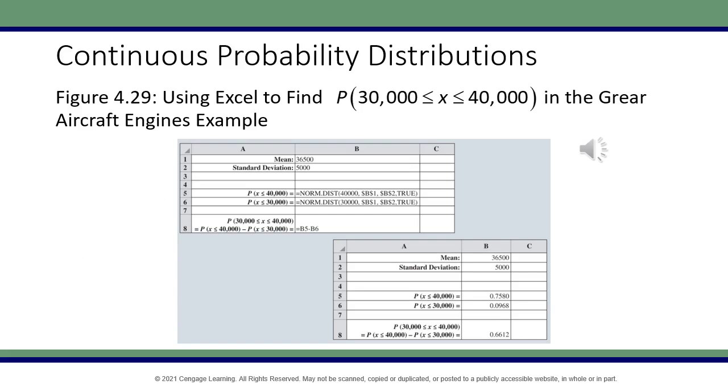ranges. Figure 4.29 shows how to use Excel to find the probability that an engine will last between 30,000 and 40,000 hours. By using the norm.dist function twice and subtracting the results, we can calculate that the probability of an engine lasting between 30,000 and 40,000 hours is approximately 0.7257 or 72.57%. This high probability suggests that a large proportion of Greer's engines fall within this range, which could be useful information for maintenance scheduling and warranty planning.